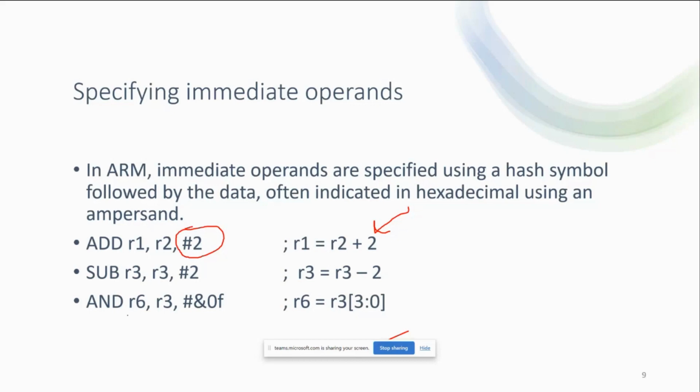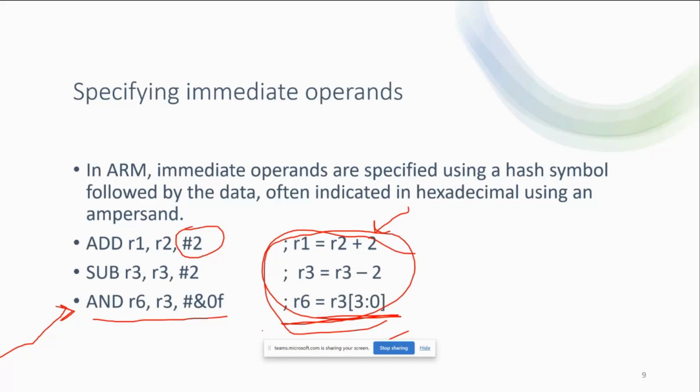Then AND. Okay, let's see. Can anyone explain this? The thing is already written, but can you explain how this AND R6, R3 is equal to this? This is a comment. These are comments. This is the code. So the hash means immediate value, and 0x means the following number is hexadecimal. So 0F in binary is 0 0 0 0 for the 0, and for F we write 1 1 1 1.